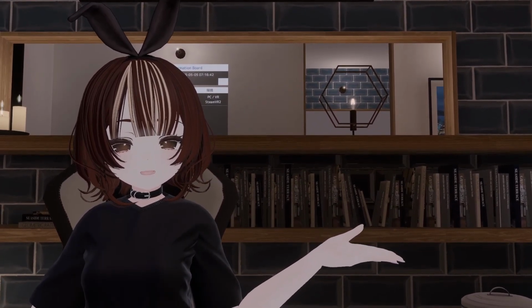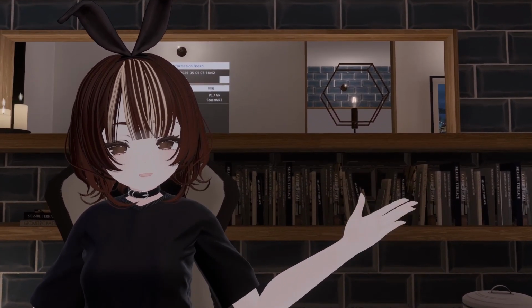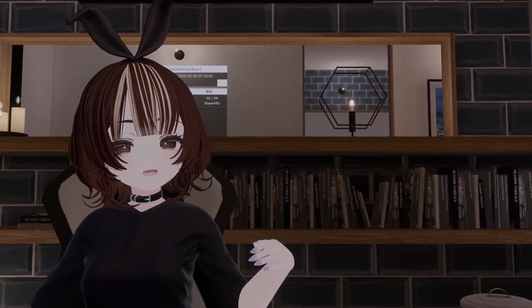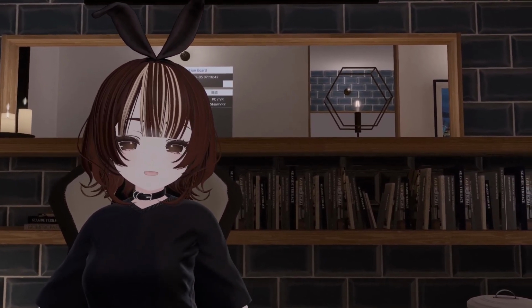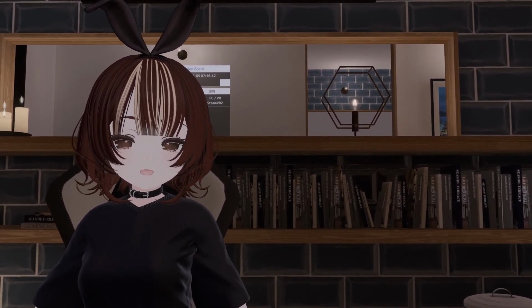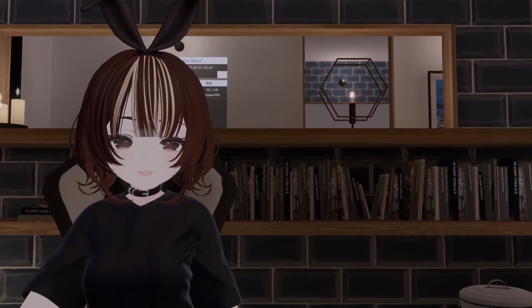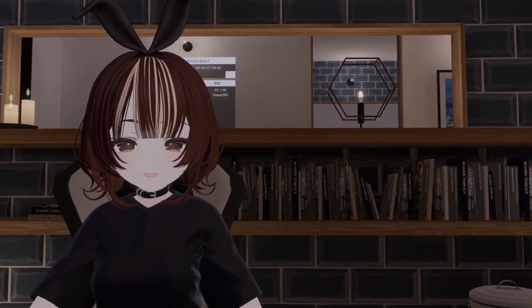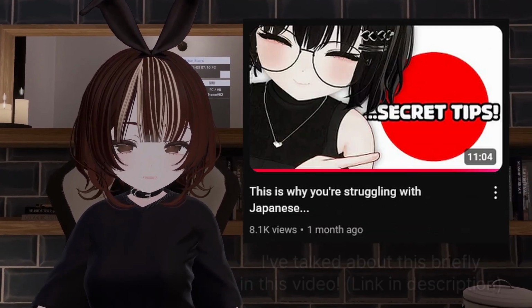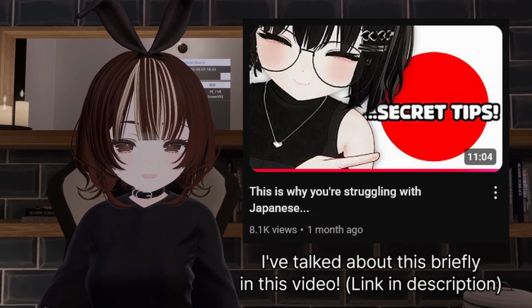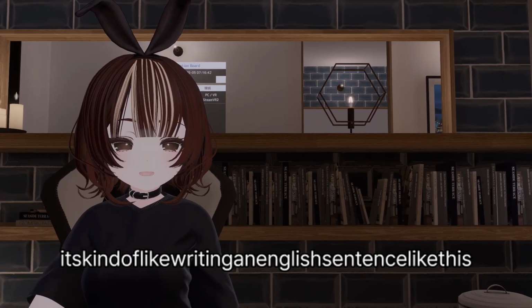As you can see, just hiragana clusters are very lengthy and they're kind of a pain to read. You don't know where a word starts or where a word ends, and in a lot of cases, what a word even is supposed to mean in the first place, as Japanese has a lot of homophones or same-sounding words. It's kind of like writing an English sentence like this.